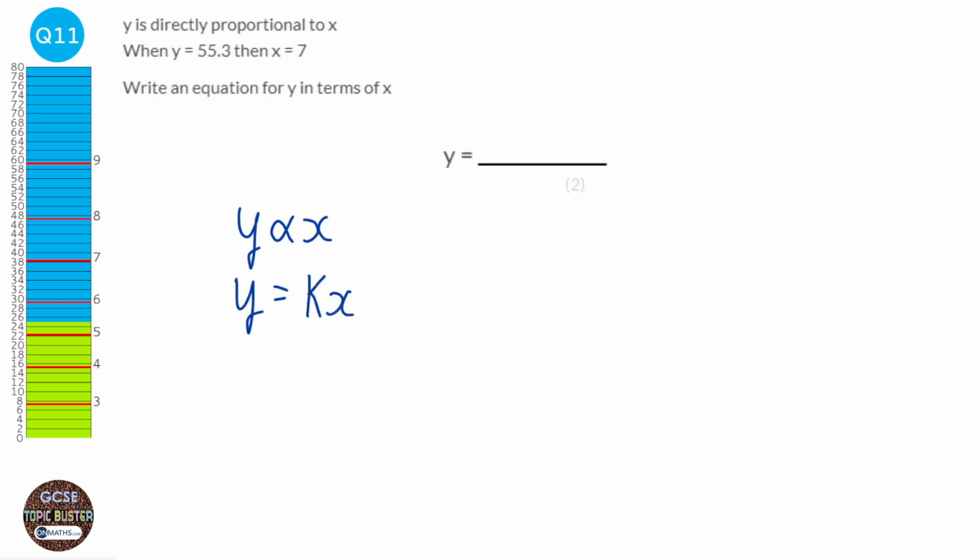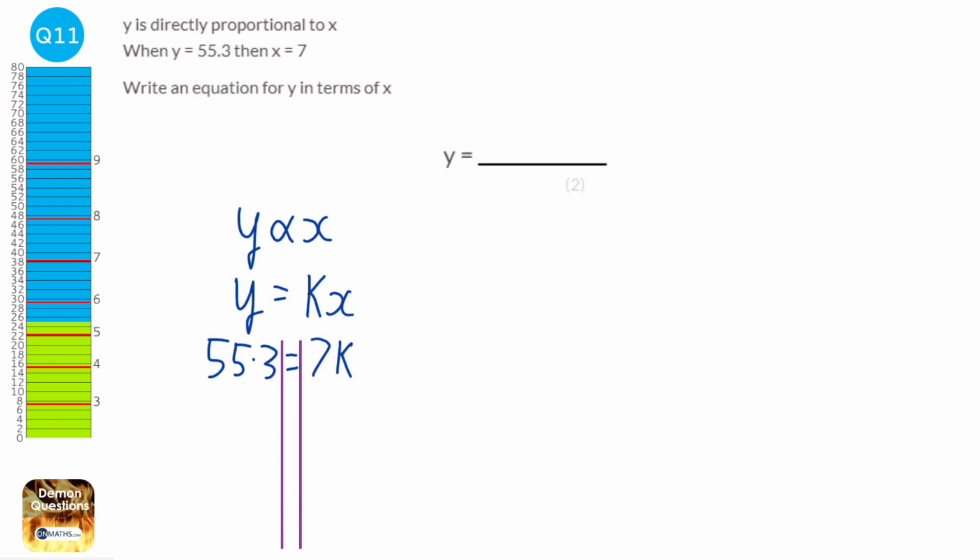Now, to find out what that something is, to find out what that constant is, what we're going to do is feed in the value of y and the value of x that we have. So y is 55.3 and x is 7. So it would be 7k. We're just going to put our lines in and solve this. So it's going to be divide by 7 both sides. And 55.3 divided by 7 is 7.9. And that's what k is.